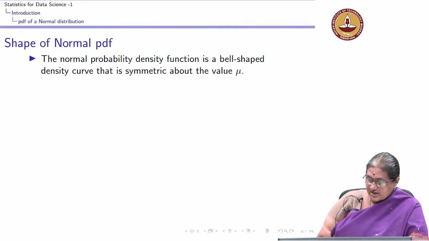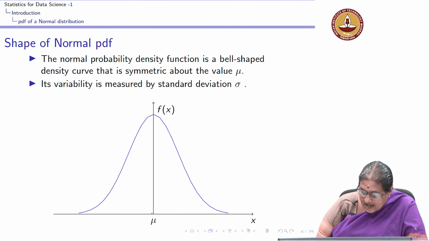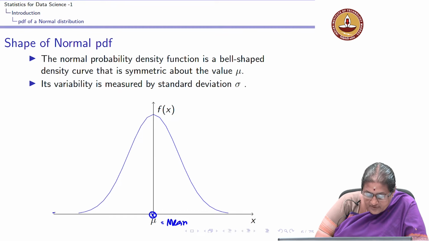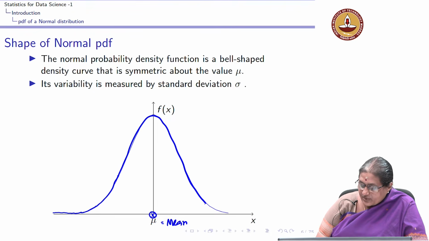If x is this and mu is the expected value or mean of my distribution, the shape of this curve is what I refer to as a bell shaped curve. You can see that the shape resembles a bell. You can see that it peaks at the value x equal to mean and it tapers off.